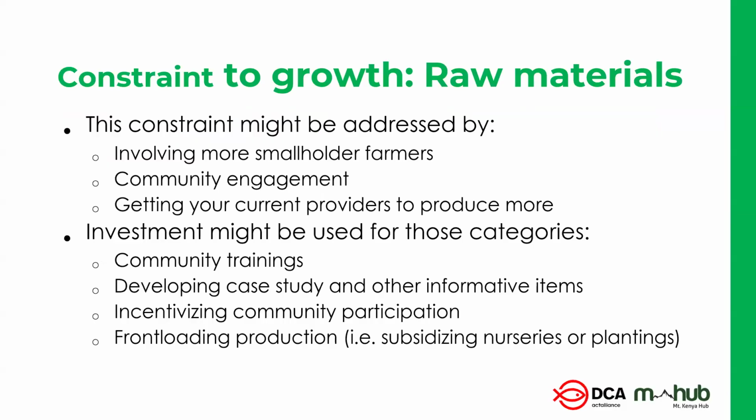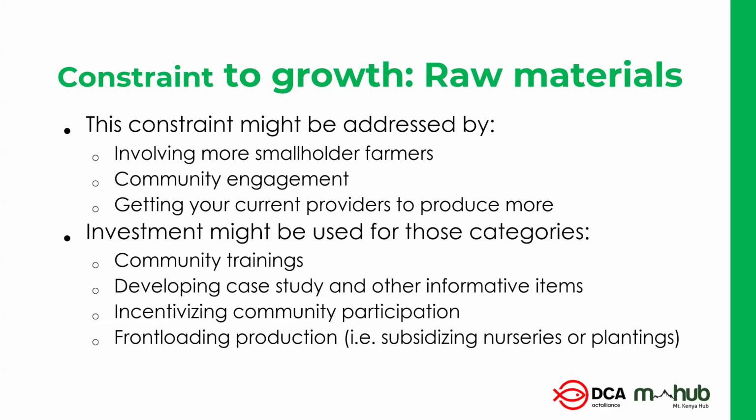So this constraint might be addressed by involving more smallholder farmers. And I think we have seen this from Farm Life, where you are saying initially you could struggle to get to more farmers, but now you're able to access more farmers thanks to an investment. So when it comes to addressing this from an investment point of view, you can add this as something that you're going to invest in. The other one is you need to engage the community as well. And the other thing is getting your current providers to produce more.